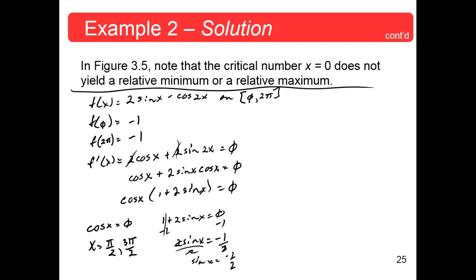Okay, 3 pi over 2 is down here. But what value in the first quadrant makes sine equal to 1/2? We're talking about the unit circle, right? It's pi over... Well, pi over 6. Any angle will work.